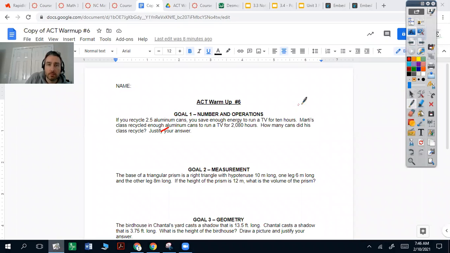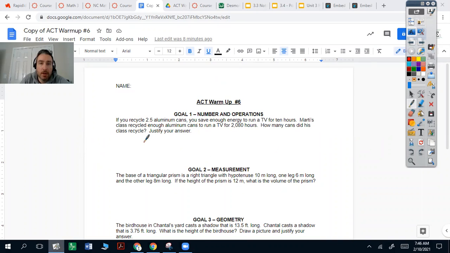Question number 1. If you recycle 2.5 aluminum cans, you save enough energy to run a TV for 10 hours. Marty's class recycled enough aluminum cans to run a TV for 2,080 hours. How many cans did his class recycle? Justify your answer. This is a classic proportion problem.